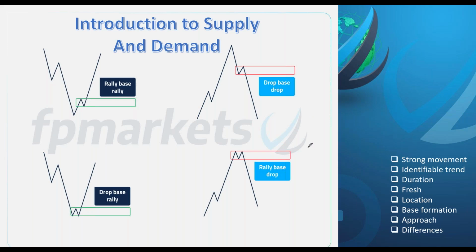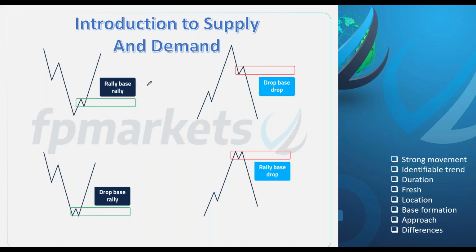So as I said, we have 4 basic configurations. We have the rally base rally, the drop base drop, the drop base rally, and the rally base drop. I know this is a mouthful for newer supply and demand traders, but it should become a lot clearer as we progress today.